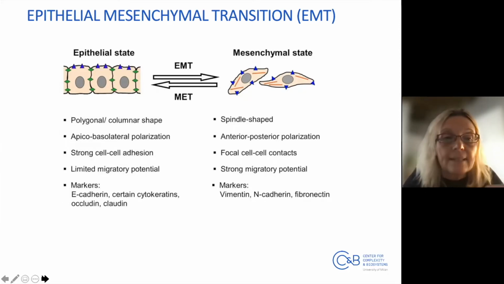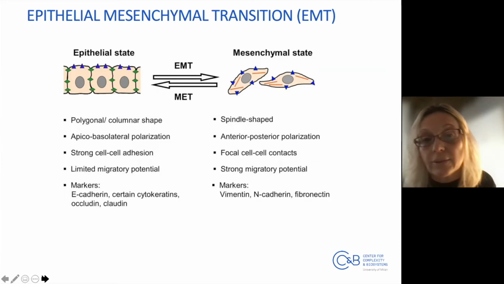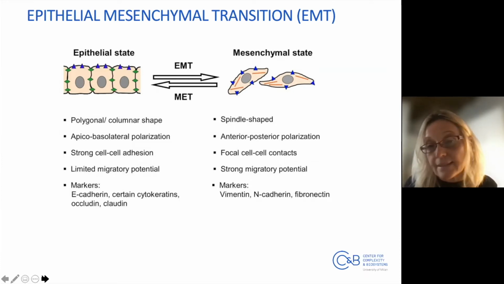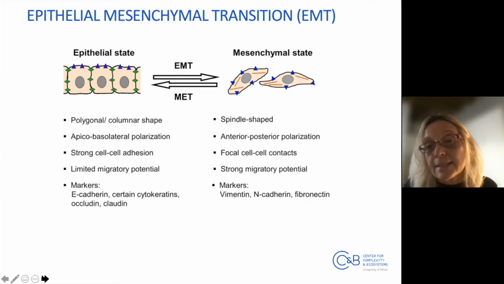Markers such as genes and some adhesion molecules like cadherin. When the cells change to a mesenchymal state, what happens? You see they change the phenotype completely; they are spindle shaped. There is a different polarization, anterior-posterior, and focal adhesion contacts appear, and in this case the cells appear to be more strongly migratory. And again, we have markers and genes that can describe this state approximately.